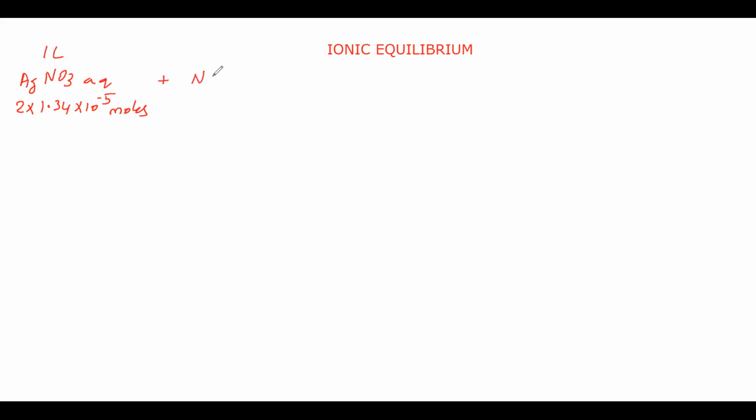Then we will take sodium chloride solution. In the sodium chloride solution, this many moles of sodium chloride are present. This solution is 1 liter. Let us mix both solutions. We will get a resultant solution. In the resultant solution, the volume is 2 liters, because this is 1 liter and this is 1 liter; adding, it is 2 liters.